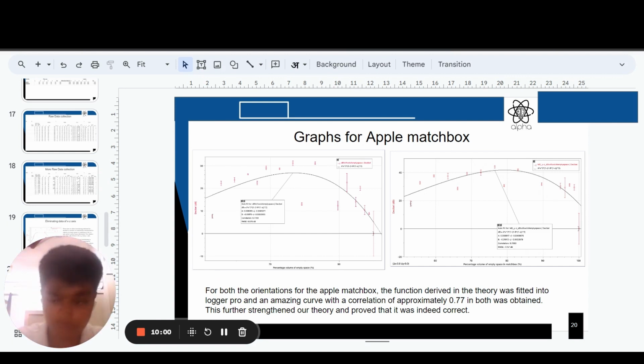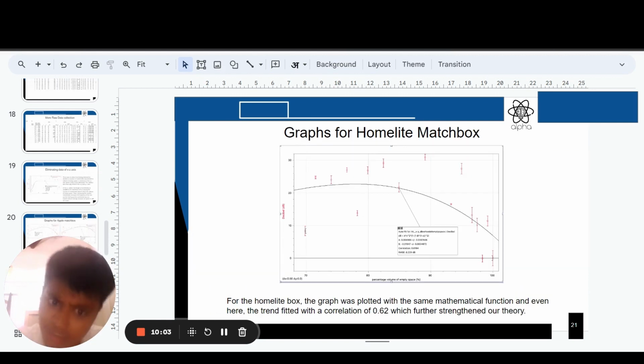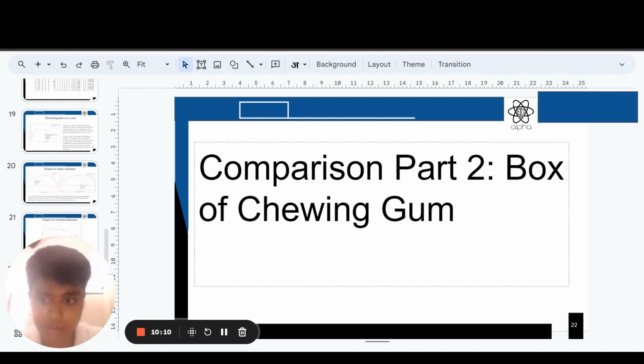Then these are the graphs I obtained for Apple Matchbox by plotting it in Logger Pro. Then this was similar for Homelight Matchbox, which showed a connecting trend between both of them, thus strengthening the theory that it can be done for all the matchboxes.